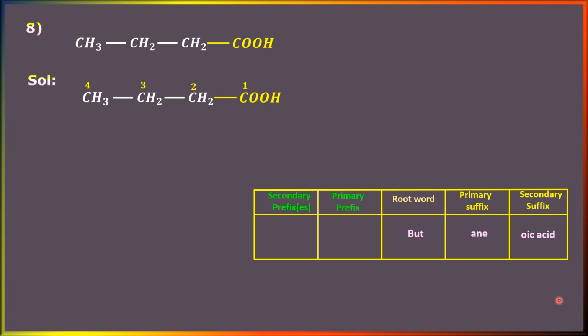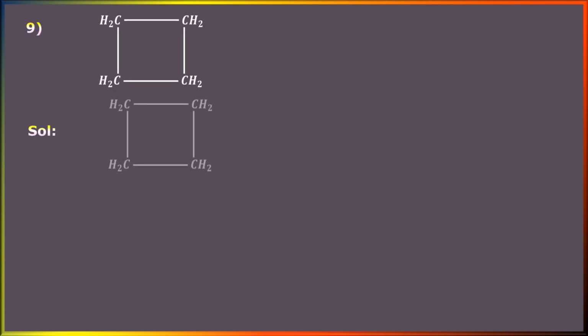So the name of this organic compound is butanoic acid. Butanoic acid. Here also the E from ane has been dropped because it is followed by a suffix starting with O. Okay. Next, problem number 9, solution.